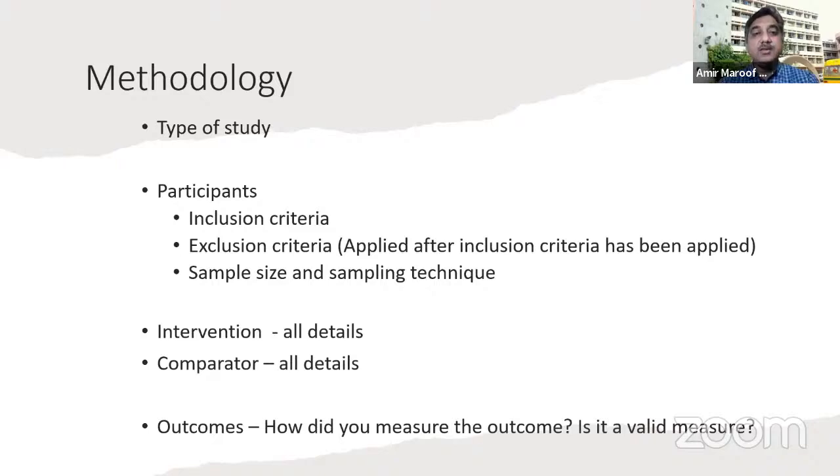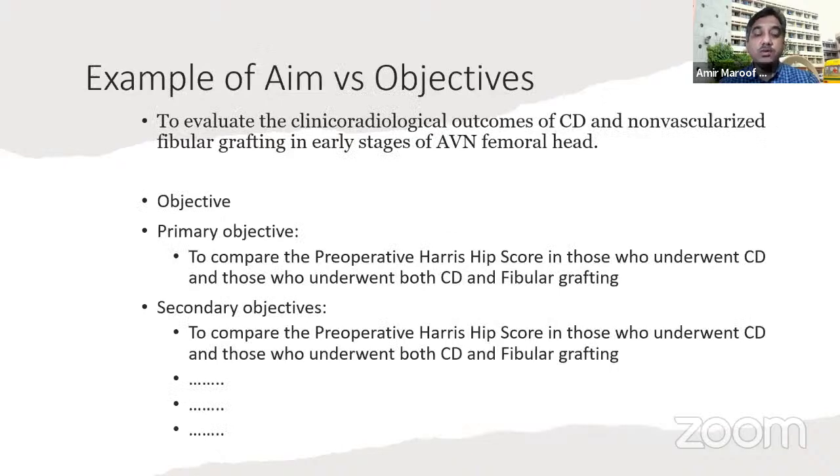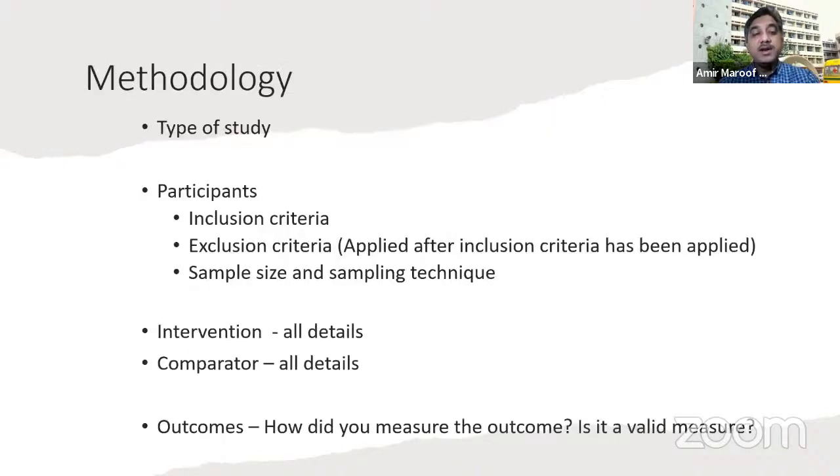Sample size and sampling technique come under participants. Now, sample size: we should calculate sample size based upon our primary objective. In this case, the primary objective was comparing these scores, and for that, you can use software, you can consult a statistician, or you can use some formula, and then you can calculate the sample size.